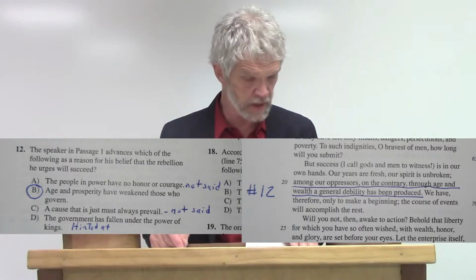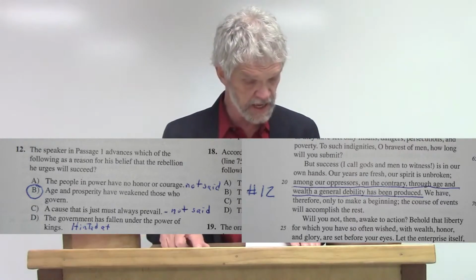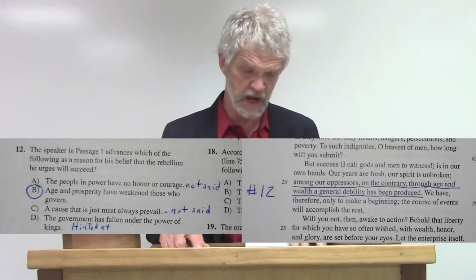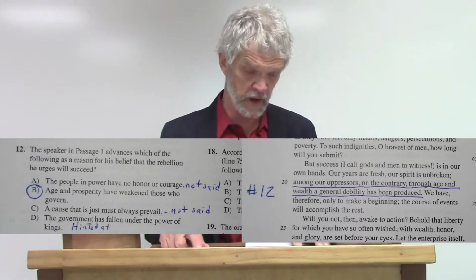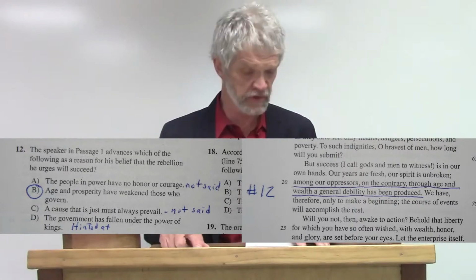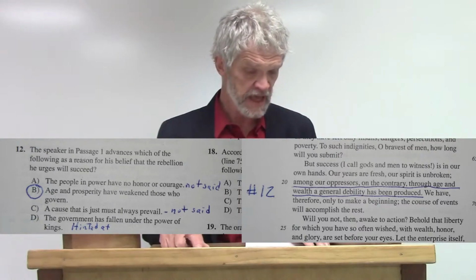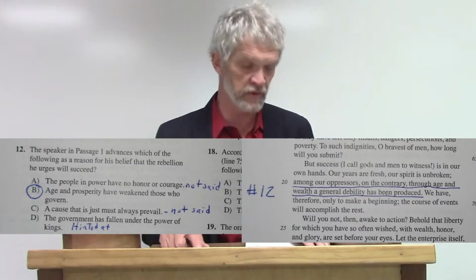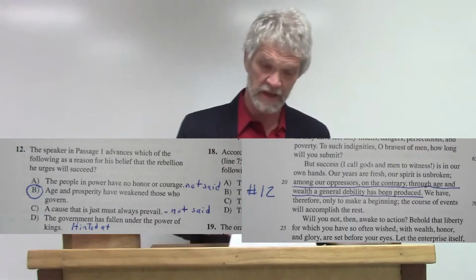In passage 1, 3 paragraphs down, about line 20, he says, our years are fresh, our spirit is unbroken. Among our oppressors, on the contrary, through age and wealth, a general debility has been produced. It's their age and their wealth. They're fat and they're happy, and a debility has been produced, which means they're disabled. If you don't know what debility means, that could be an issue for you in your understanding.